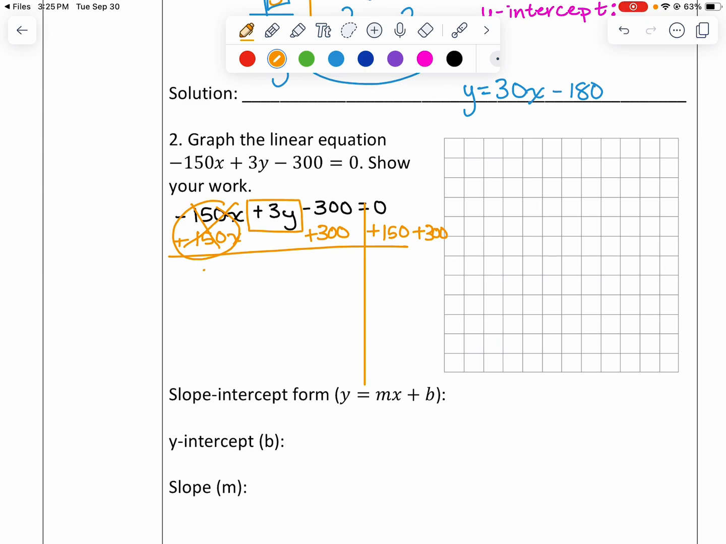So I'm left with 3y on the left, and 150x plus 300 on the right. Then I divide by 3, and I have to divide each term by 3, and I'm left with y equals 50x plus 100. So my slope-intercept form is y equals 50x plus 100.